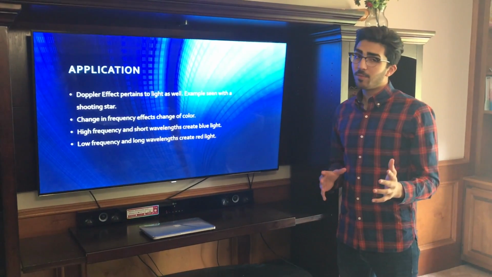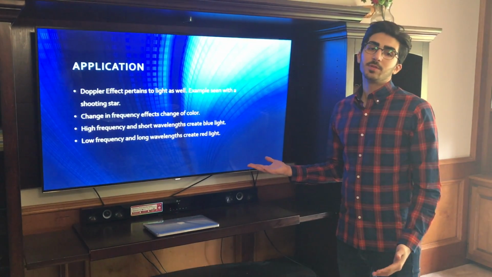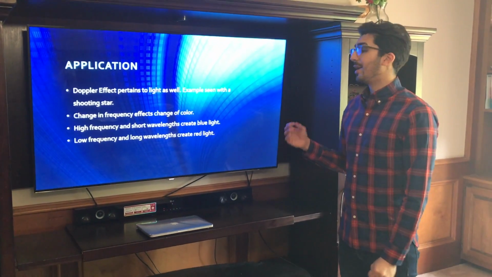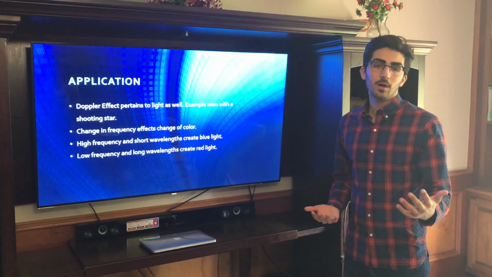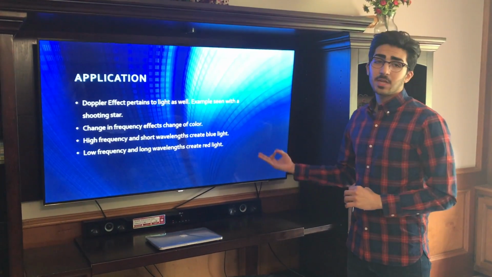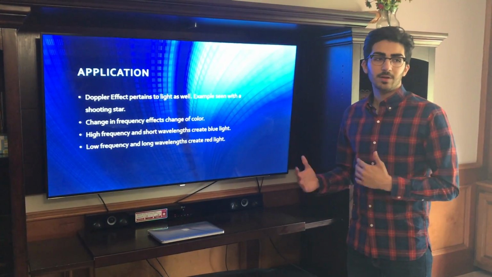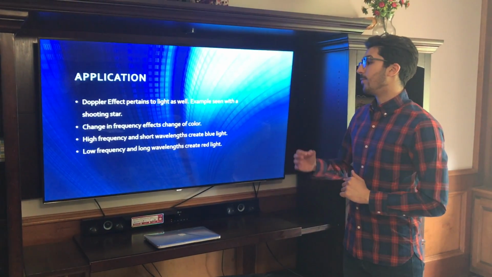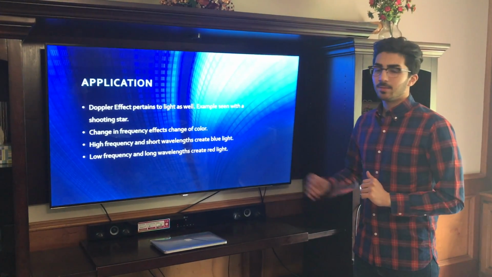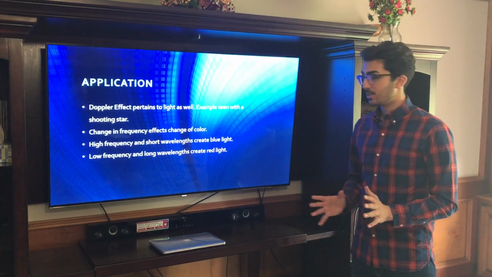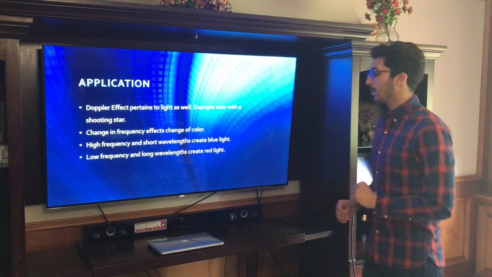Okay, so apart from relating to motion and sound, the Doppler effect can also pertain to light as well. An example of this can be seen with shooting stars and their frequencies, as Hung covered. This frequency can be determined by the color of the star and the light that it's emitting as the waves are bouncing off of it. High frequencies and short wavelengths create a blue light, while low frequencies and longer wavelengths create a red light.